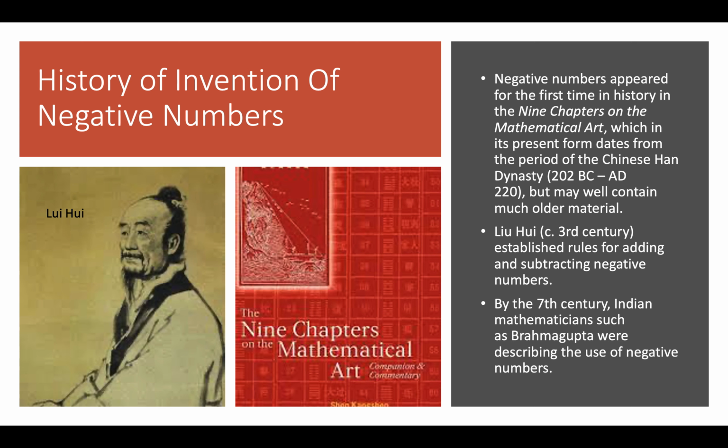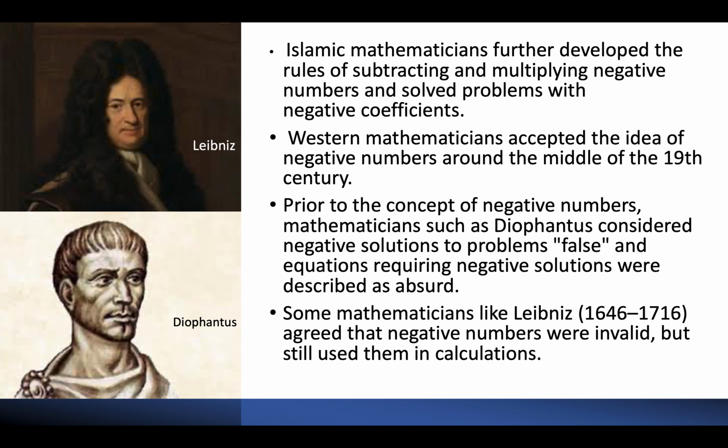Here is the picture attached of Liu Hui, and the book The Nine Chapters on the Mathematical Art is present on the left hand side. Islamic mathematicians further developed the rules of subtracting and multiplying negative numbers and solved problems with negative coefficients. Western mathematicians accepted the idea of negative numbers around the middle of the 19th century.